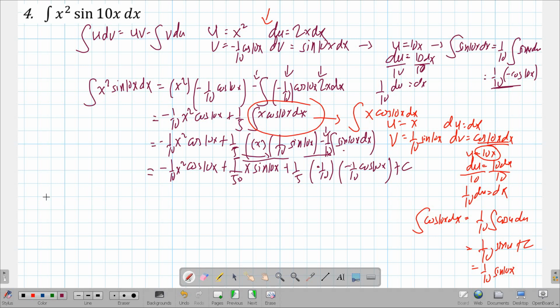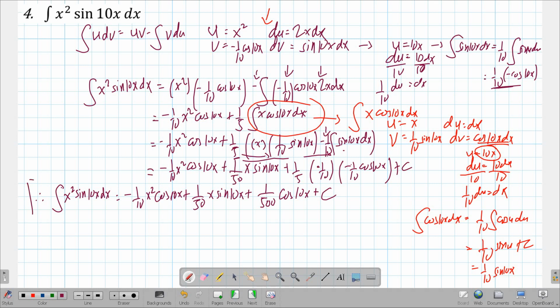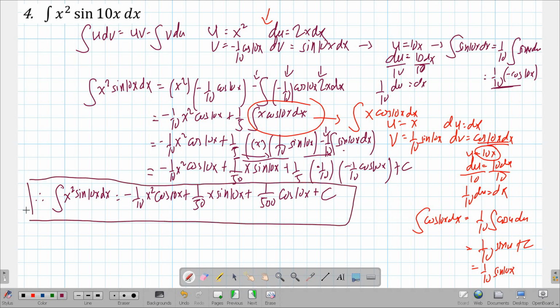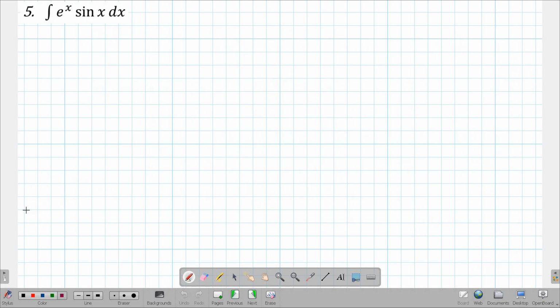So therefore, finally, it's quite long. The integral of x squared sine 10x dx is equal to negative 1 over 10 x squared cosine 10x plus 1 over 50 x sine 10x. This becomes positive 1 over 500 cosine 10x plus c. There you go. Let's take a look at another example of integration by parts. Pause the video and try to see if you'll be able to solve this one.